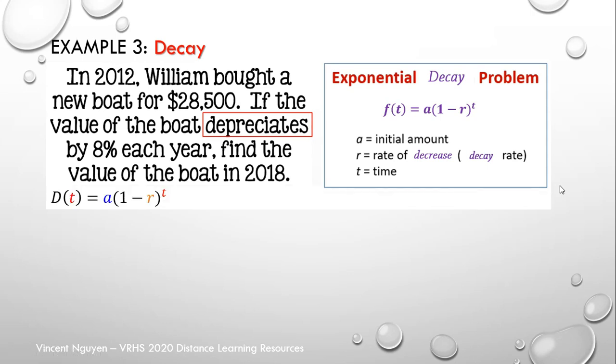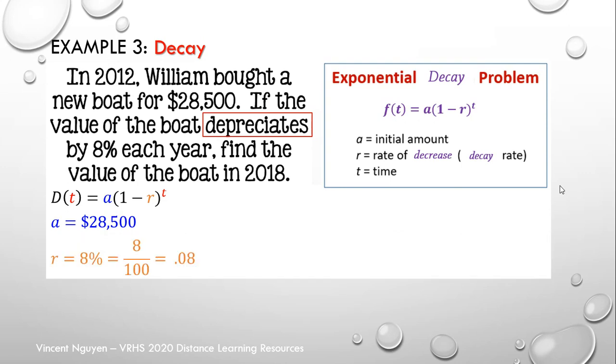So now we have to find out what each of these letters are, right? So I call this D of T for my function, for my output. So D for depreciate or decay, okay? So the depreciation value over time. That's what the function is. So it's the output. My A is 28,500 because that's the beginning value of the boat. My R is the rate that is losing value. So it's 8%. Again, we divide by 100, we get 0.08.